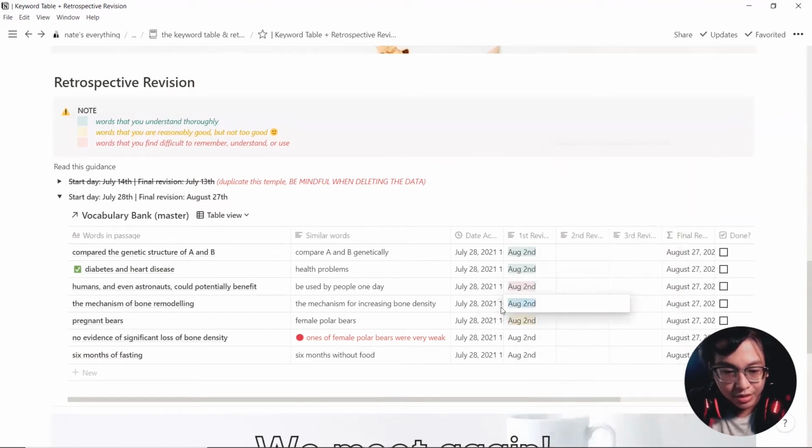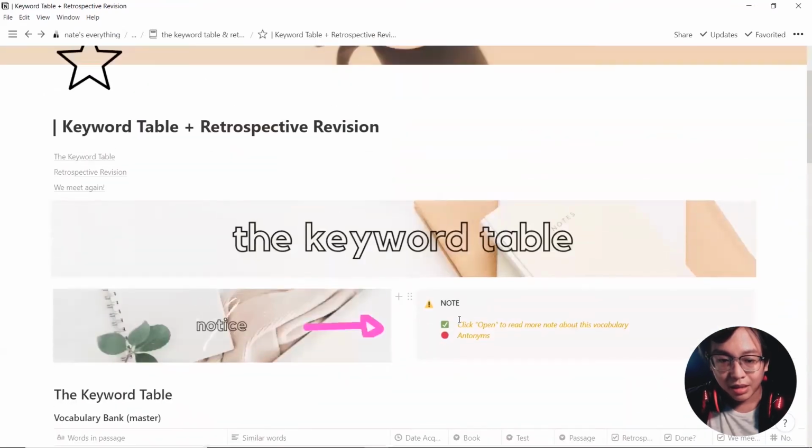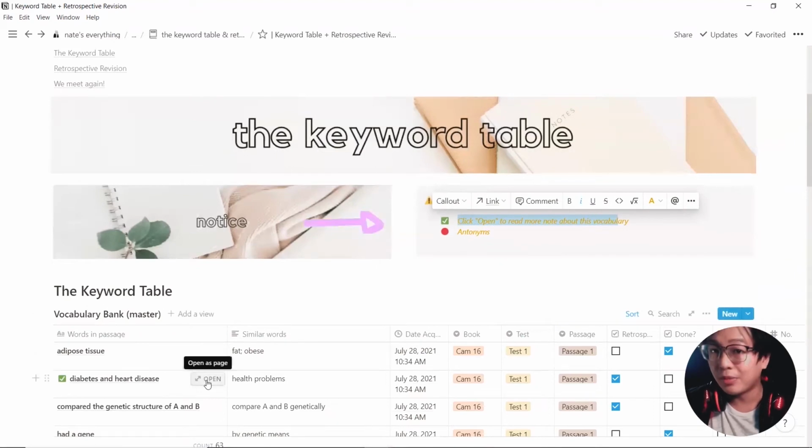Or you can use a shortcut. No evidence of significant loss of bone density is okay. So we have the red here and the green here. Let's have a look at the notes. I actually took notes in the first place. Green means click open to read more notes about this vocabulary. It means I took some notes about this one.